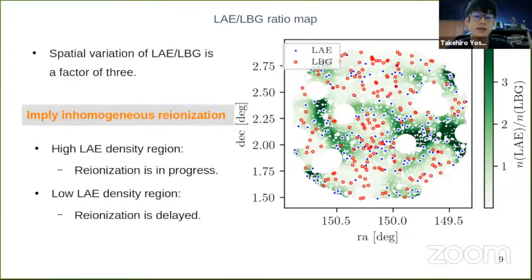It implies that the reionization is in progress where LAE density is high. On the other hand, reionization is delayed where LAE density is low. But this variation may be due to the intrinsic distribution of galaxies. So we will discuss it later in our talk.